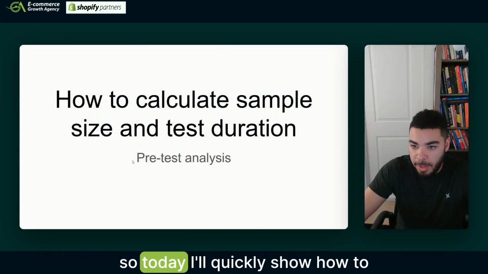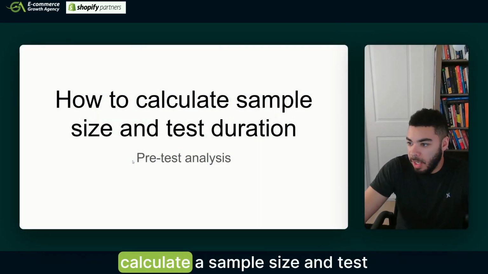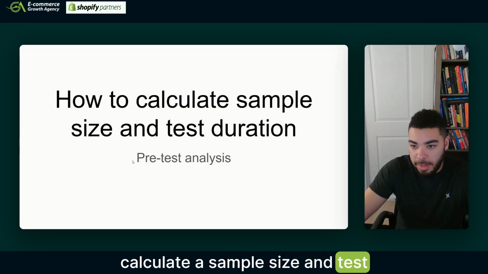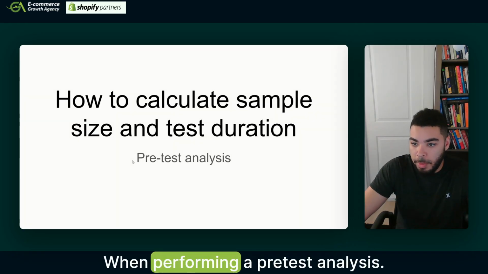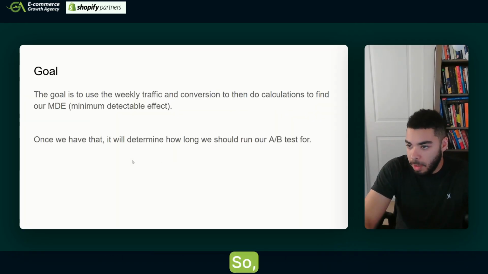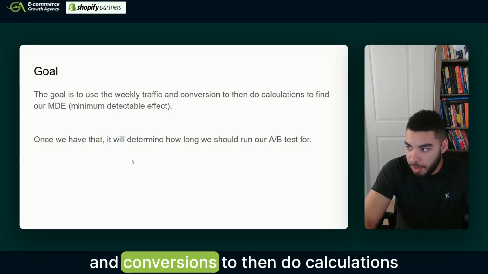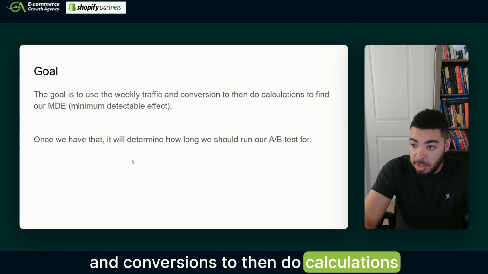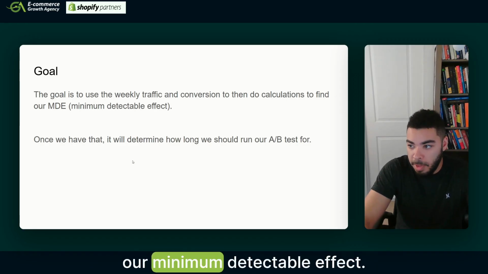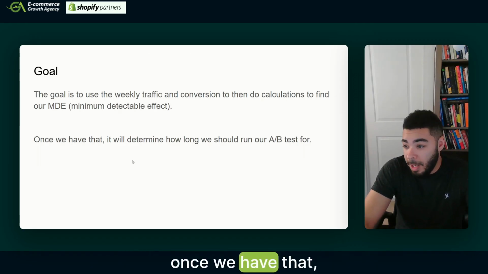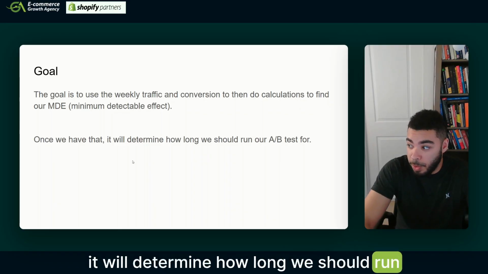Hi guys. So today I'll quickly show how to calculate a sample size and a test duration when performing a pre-test analysis. The goal is to use the weekly traffic and conversions to do calculations to find our MDE, our minimum detectable effect. Once we have that, it will determine how long we should run our A/B test for.